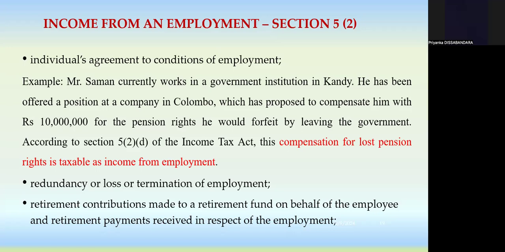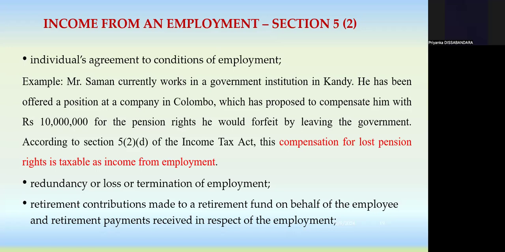For the pension rights he would forfeit by leaving the government. That means they ask Mr. Saman to leave the government institution and join with them. For that purpose, they are going to offer 10 million. So that is the condition. The condition is to leave the government institution. For that condition, they pay 10 million. So that is also a part of the employment income.